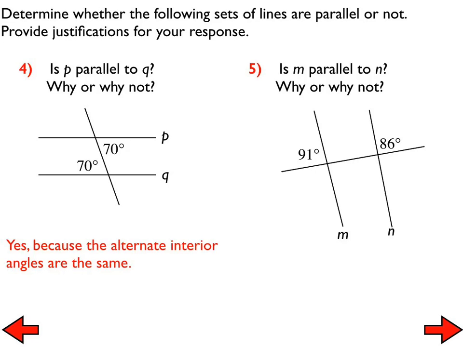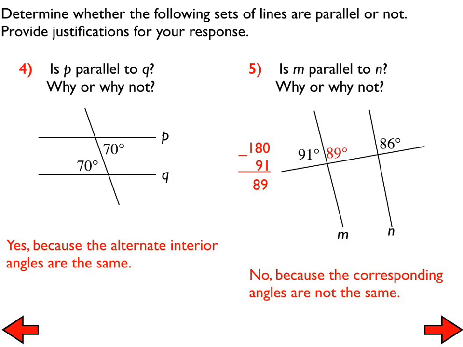Max, how about number 5? No, because the corresponding angles are not the same. Yeah, and basically this is very similar to number 3. If we find the angle right there, the supplementary angle, that's going to make that 89, and then those two corresponding angles, or what are supposed to be corresponding, are not congruent to each other, so therefore those are not parallel lines.